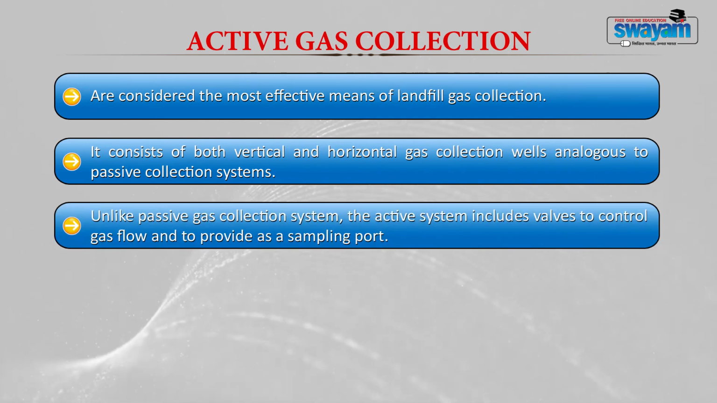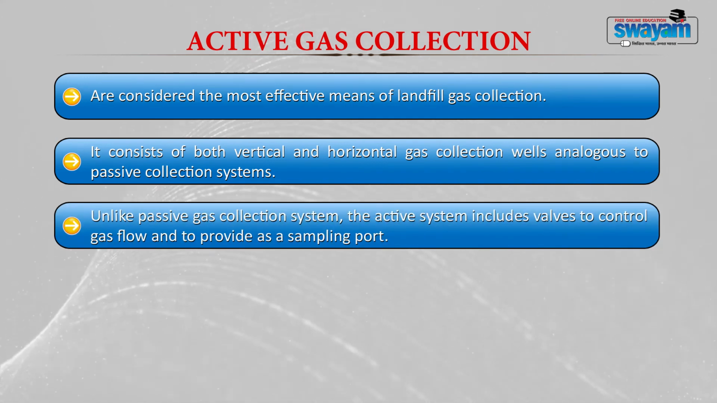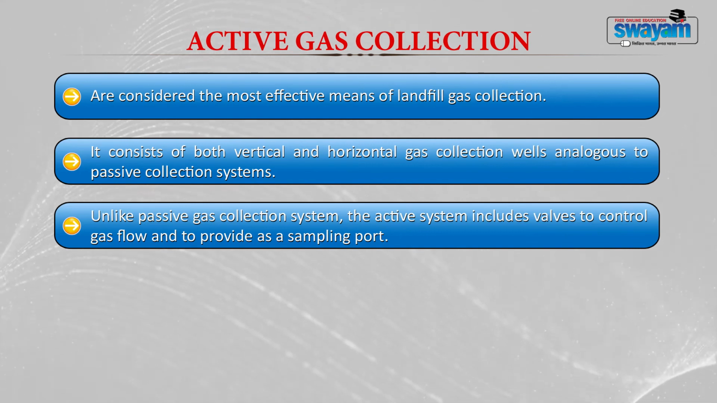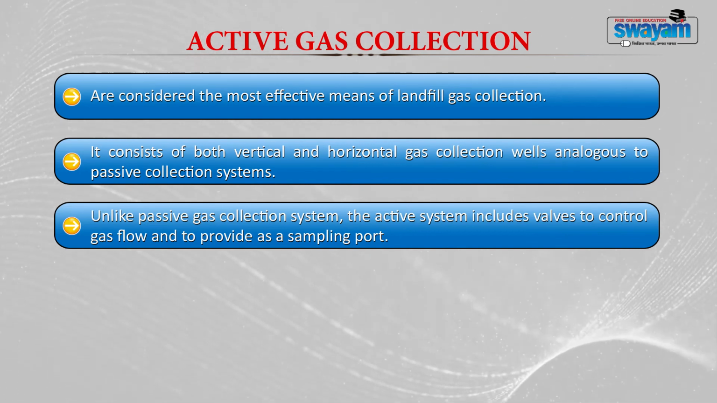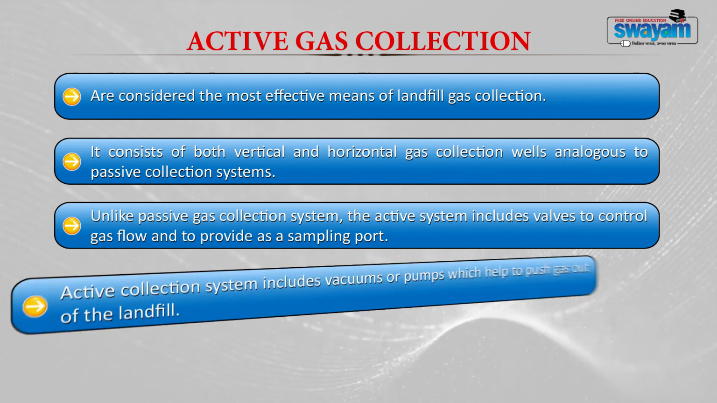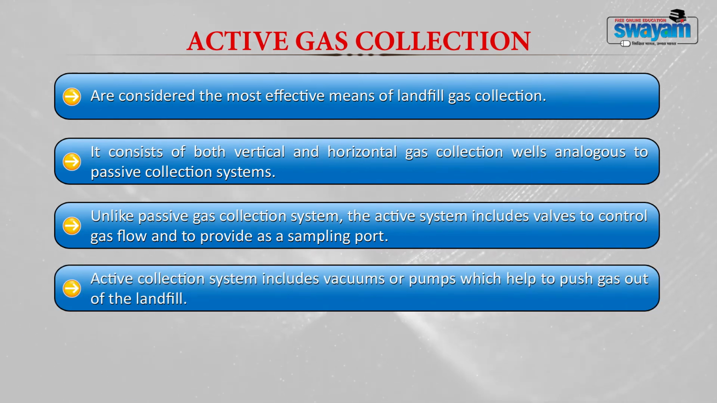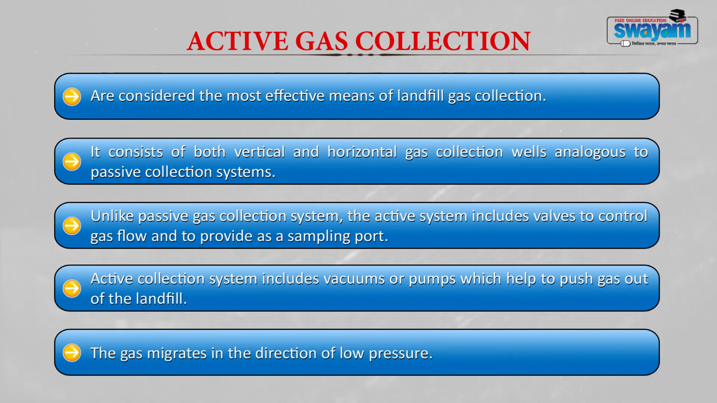Unlike your passive collection system, the active system has valves to control gas flow and provide it to a sampling port. The active collection system consists of vacuum or pumps which generally push the gas out of the landfill. Now, the gas generally migrates in the direction of low pressure region, which we have already mentioned earlier.